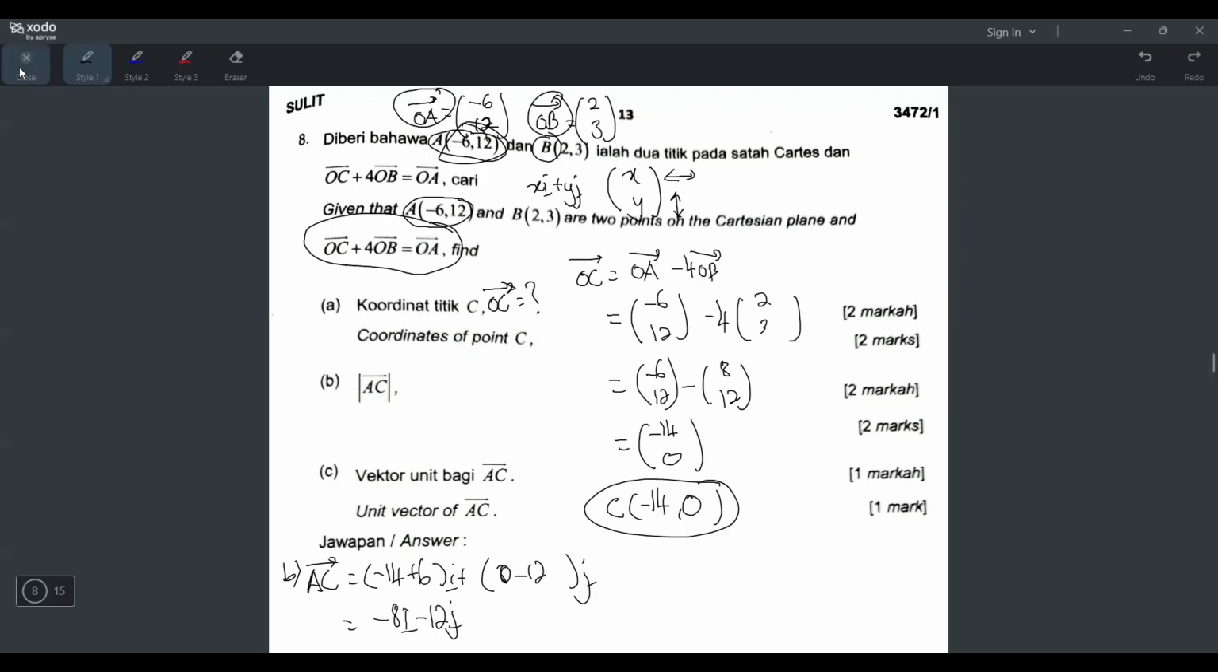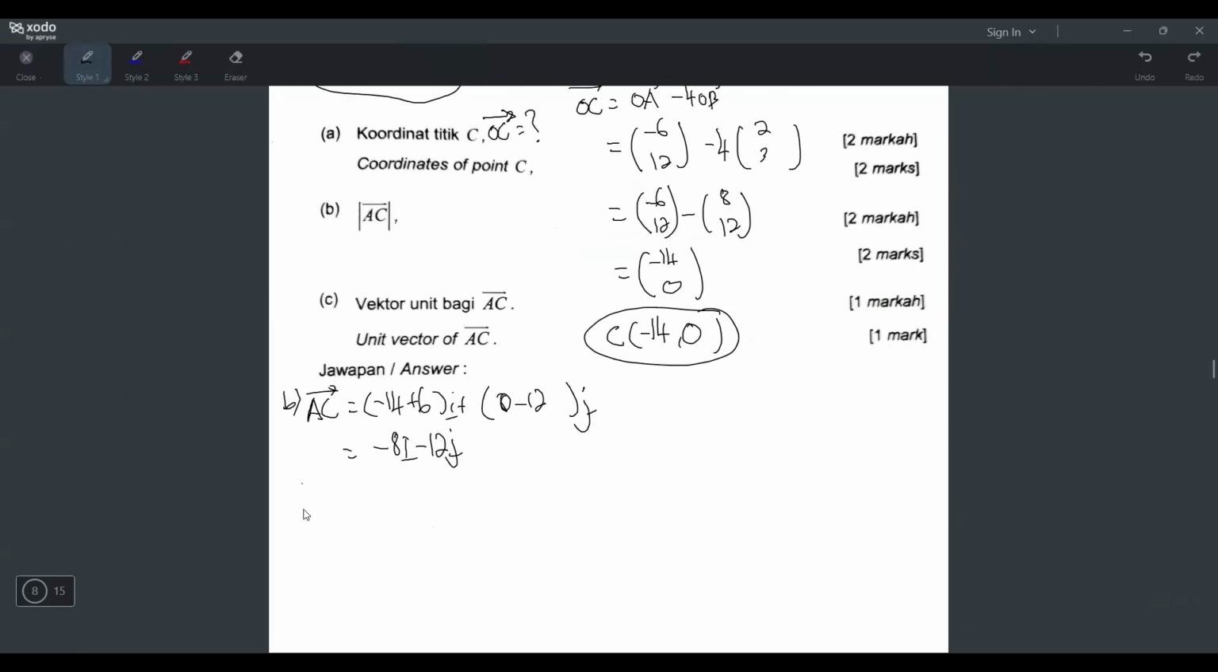They ask for magnitude. For magnitude, you have to use Pythagoras theorem. So the magnitude of AC will be square root, bracket square plus bracket square. And in the brackets, you put the numbers in front of i and j, which are negative 8 and negative 12. Now you can use your calculator. What is 8 square plus 12 square? My calculator gives me 208.